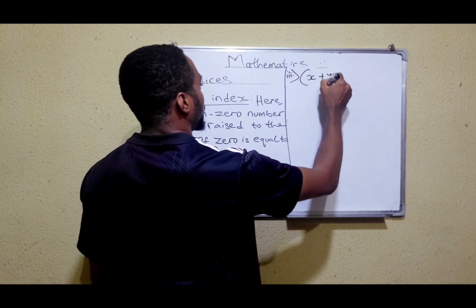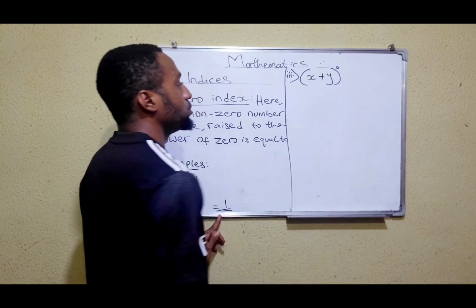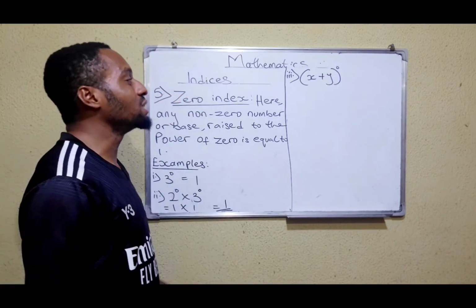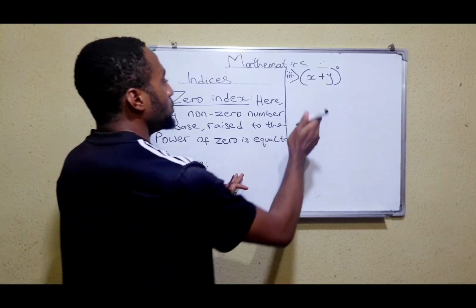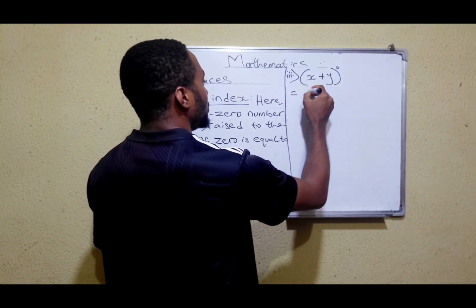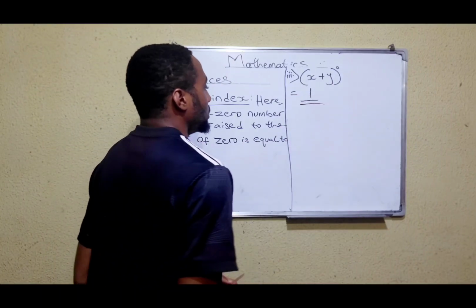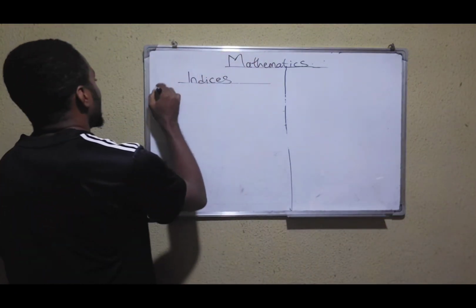What about when we have an example like this? x plus y raised to the power of 0. What is going to be the answer? It is still the same thing. This is termed as a variable. So therefore, the answer is going to be equal to 1.